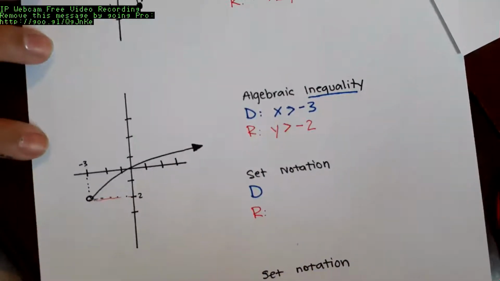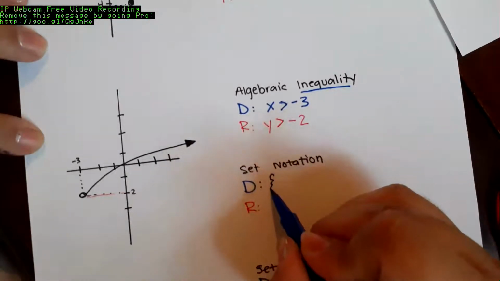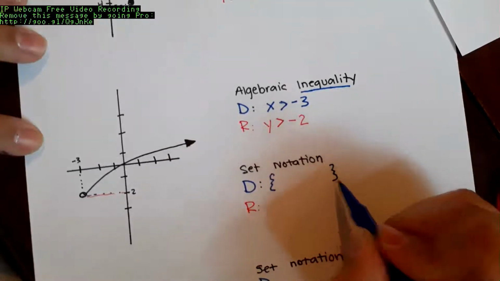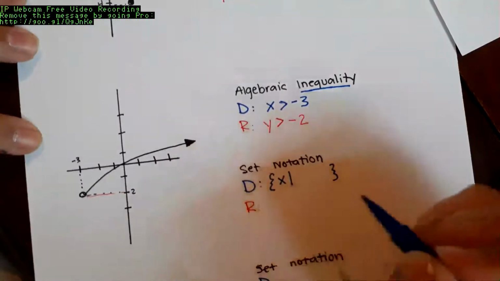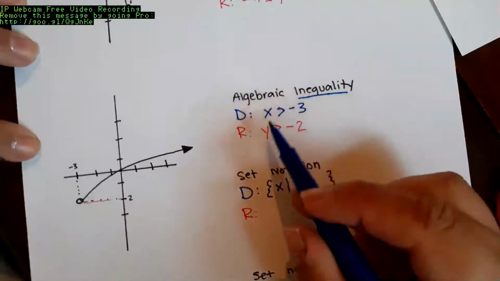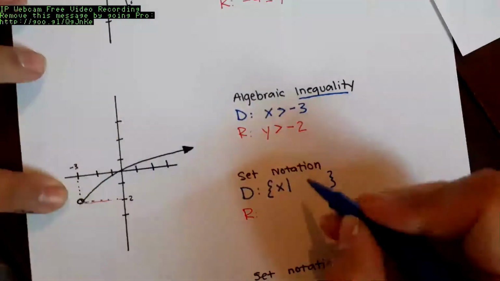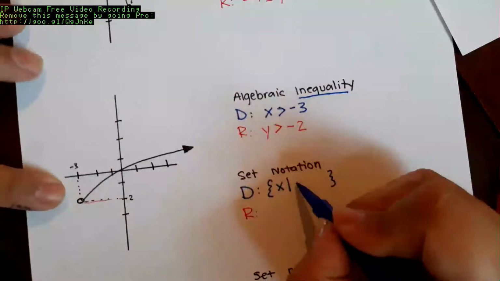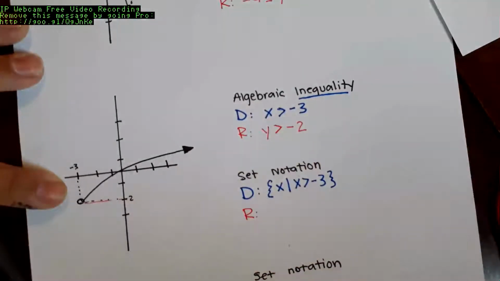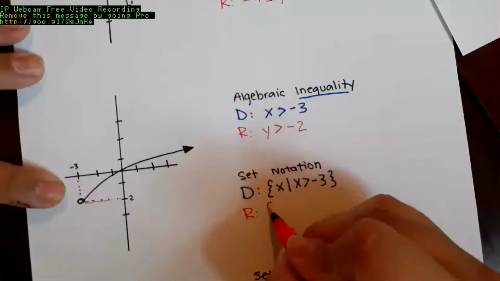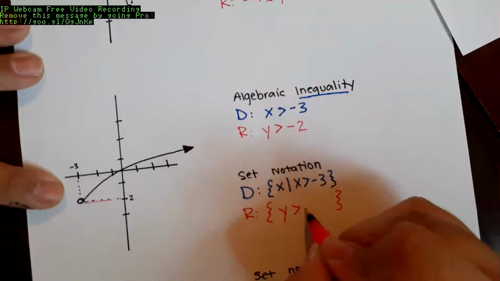So let's go ahead and write it in our set notation. For our set notation, remember, when we're talking about sets, we always have curly braces. We start with for all x, such that, and we can just take what's here in our inequality, or we can figure it out again, which is just fine. But since I already have it up here, I'm going to go ahead and copy it in. x greater than -3, and that's it for the domain. For my range, I write down my curly braces, y greater than -2.